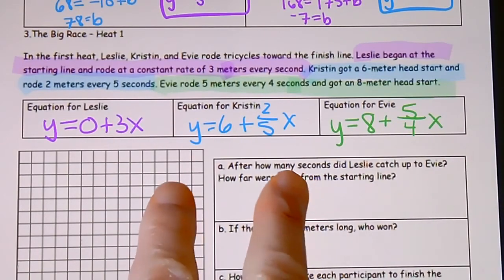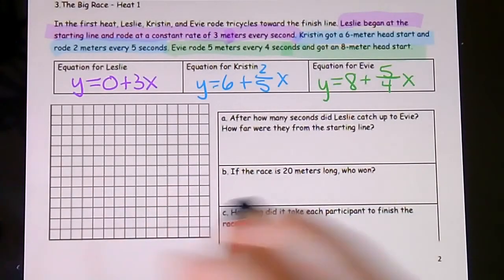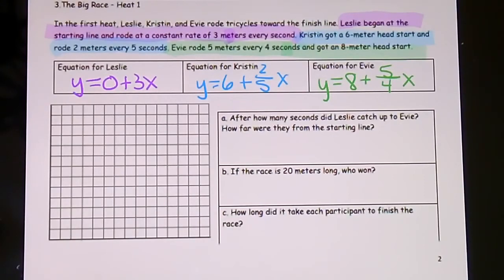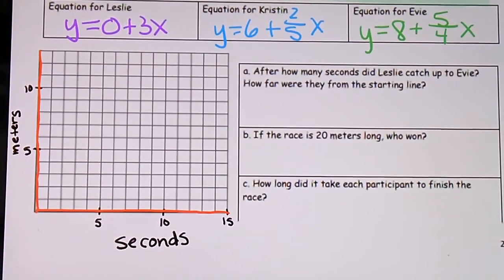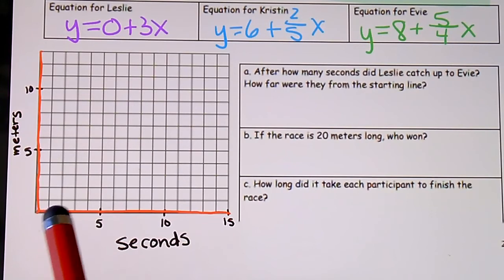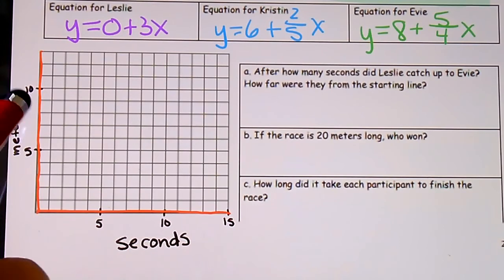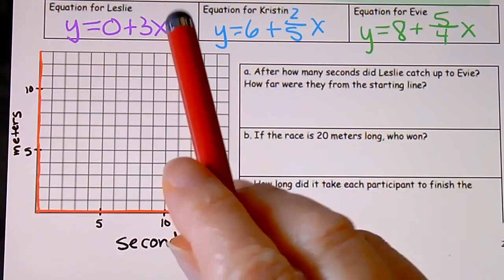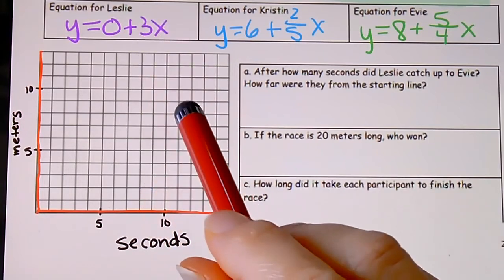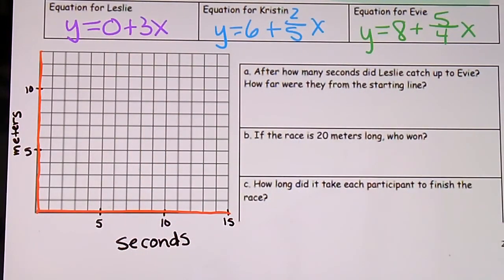Okay. Now, when we graph these, the x-axis is our seconds, the y-axis is our meters. So let me get that on the screen. Okay, so I scale this. I'm going by ones, but I just marked 5, 10, 15, and this is my seconds. Again, do the same here, 5, 10, going by ones. This is meters. And I'm going to plot each of these in a different color. So I'm going to do Leslie in my purple. And if you don't have colors, then put an L by hers, a K by Kristen, and an E by Evie, so you know which one's which.